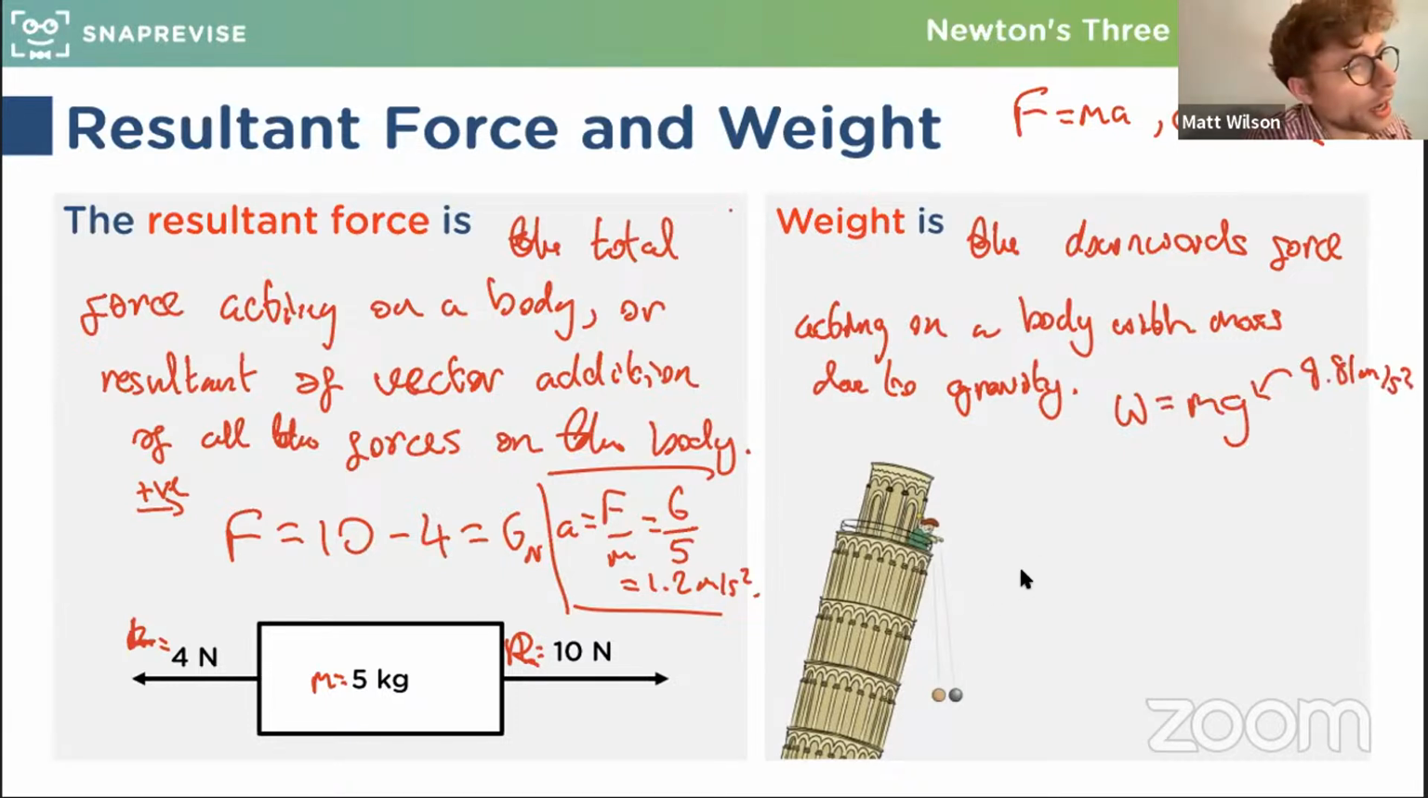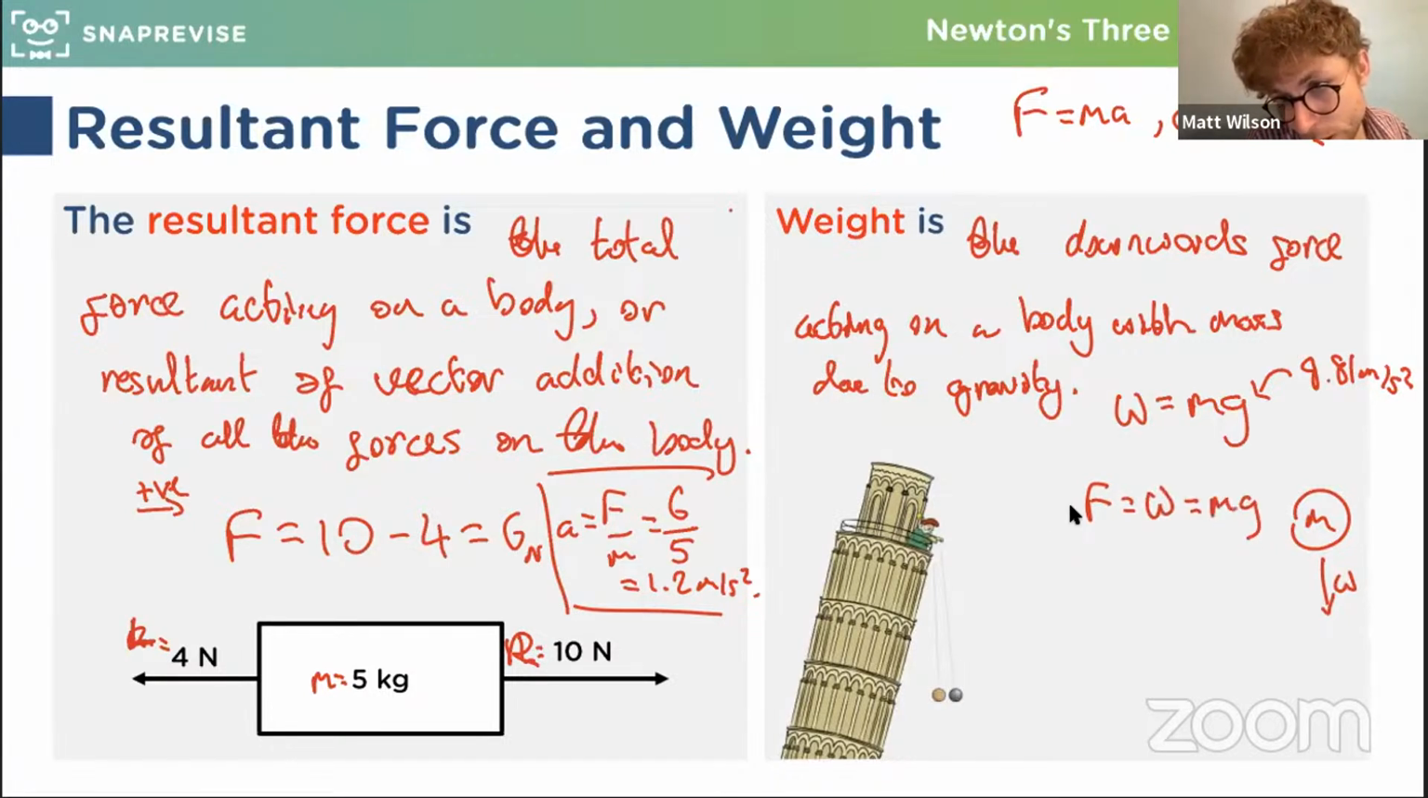But let's imagine that we have some object m, and there's no air resistance. So the only force it's feeling is the force due to gravity, which is the weight. Then the resultant force, which we'll call F, is, well, it's a total force, and that's the only force here, which is the weight, and that's mg. On the other hand, Newton's second law says that the force is equal to mass times acceleration. Therefore, you can conclude that mass times acceleration is mass times this number g, from which you can conclude that the acceleration is equal to this number g.